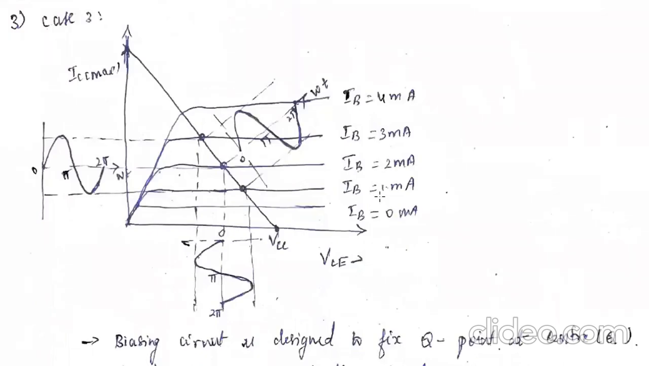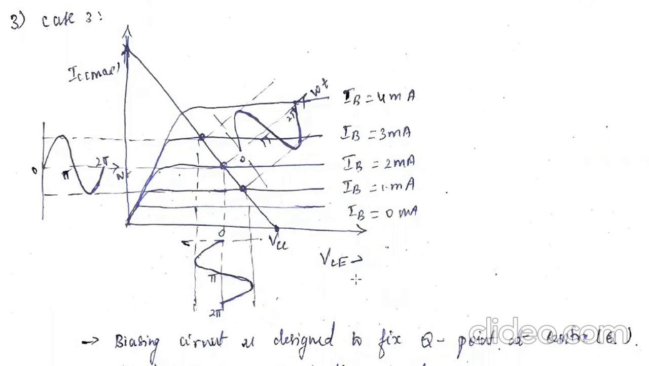So in case 3, the biasing circuit will be designed in such a way that we fix the Q point at the center. Now this Q point is in the active region of my transistor, so the output signal I'm getting is without any distortion.